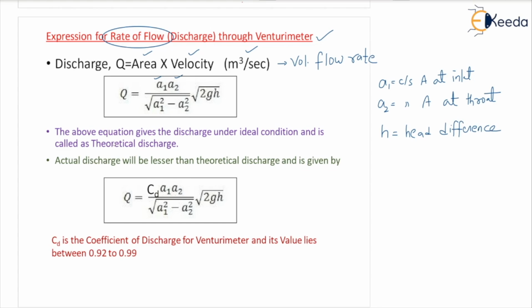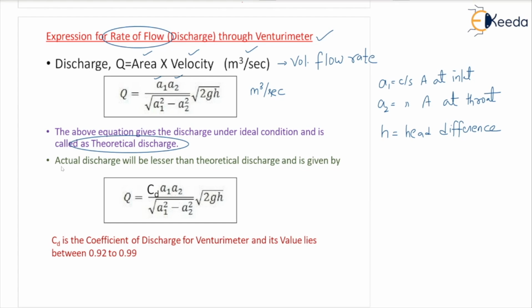What is the importance of this equation? Here also the unit is meter cube per second. The above equation gives the discharge under ideal condition and is called the theoretical discharge. Very, very important.